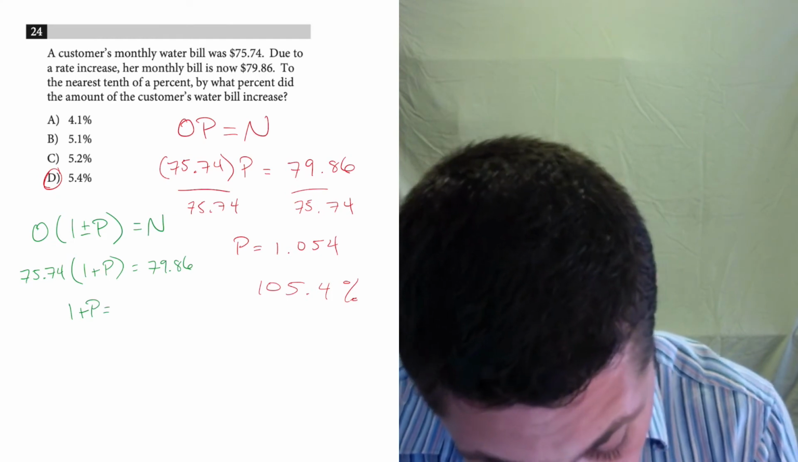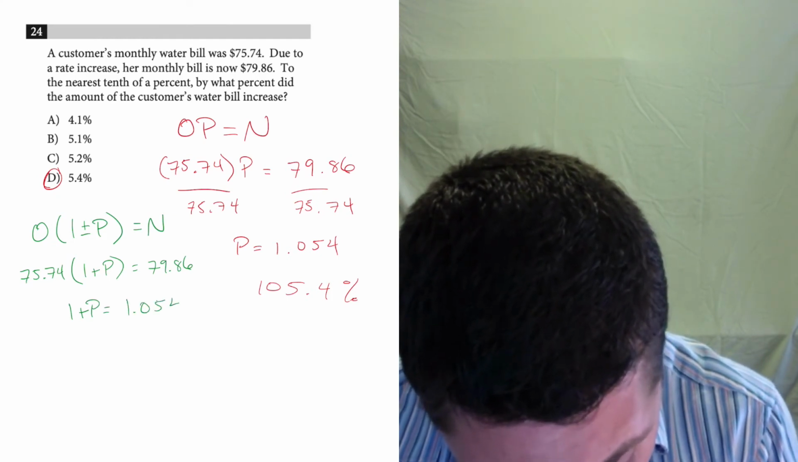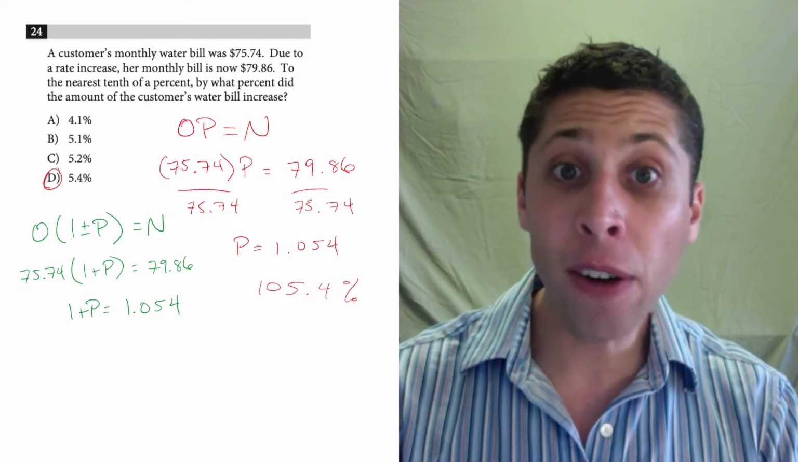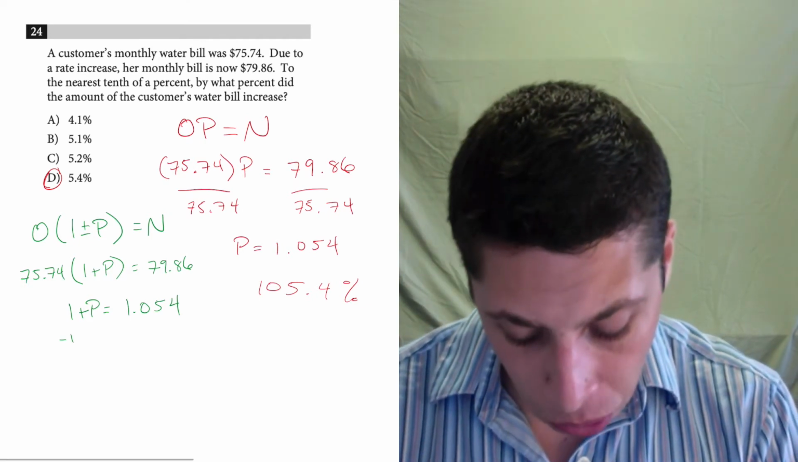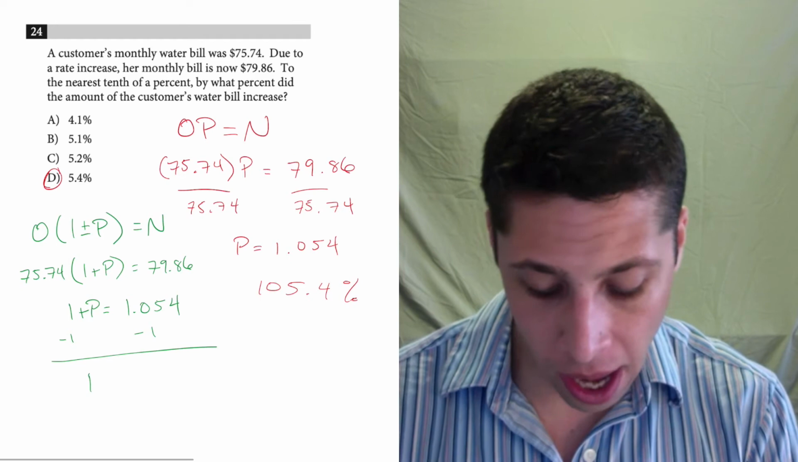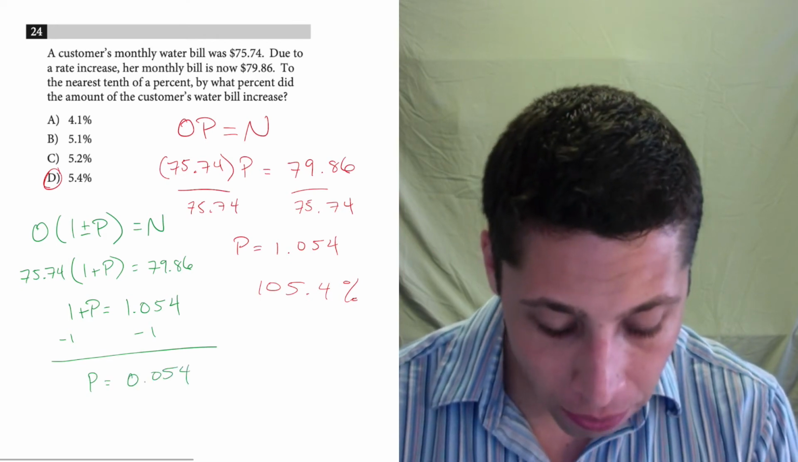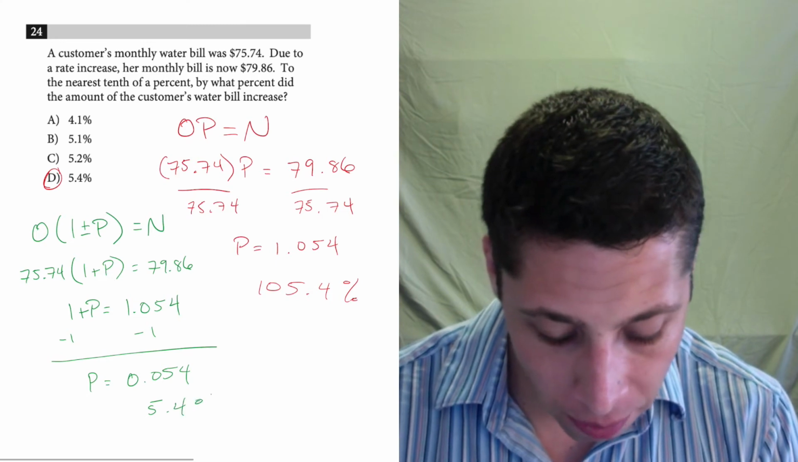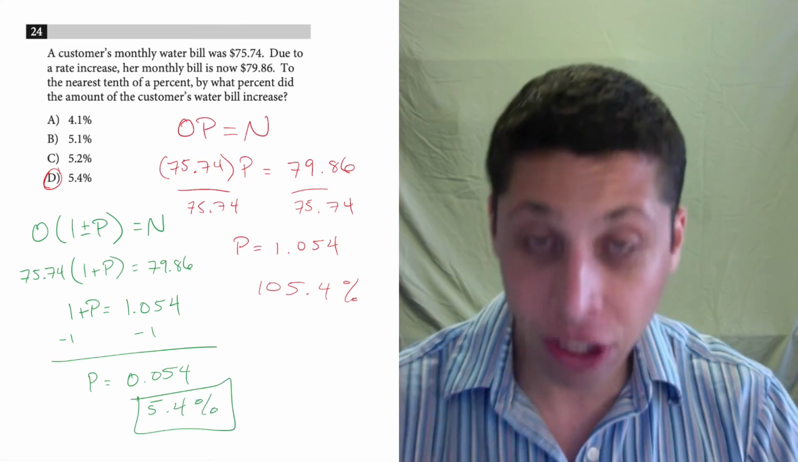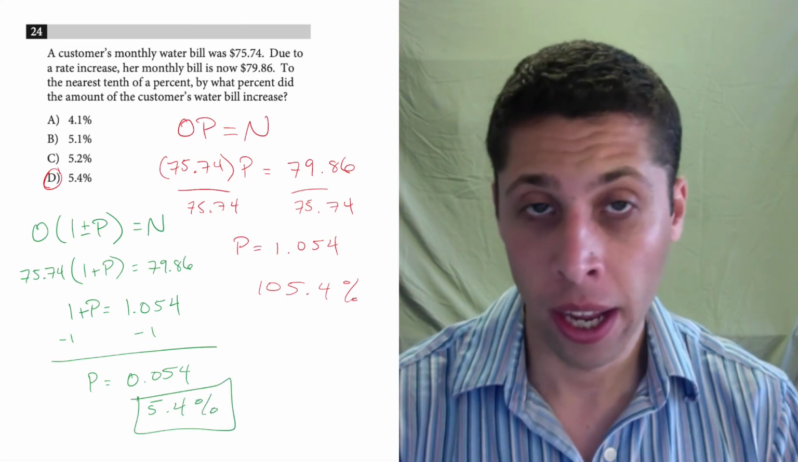1 plus P is equal to 1.054. And now you can see what happens when we subtract the 1 from both sides. We get 0.054 or 5.4%. So now we actually get the percentage as the answer.